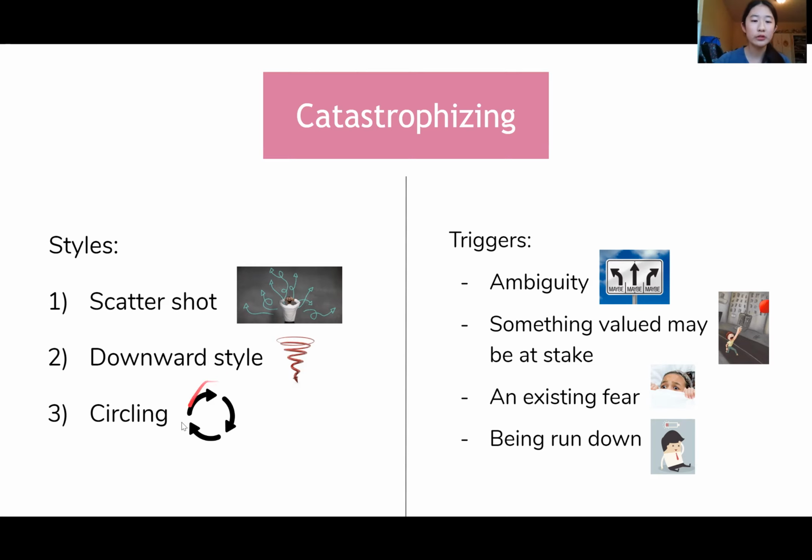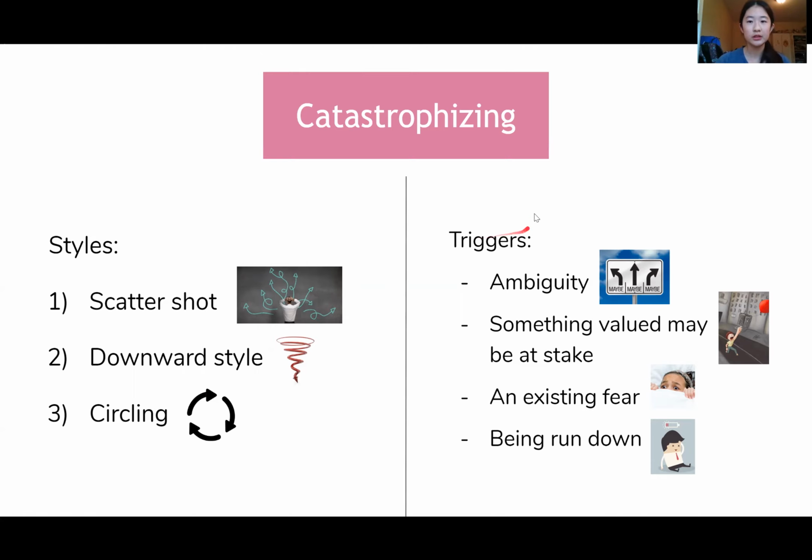And finally, circling is the third style, and that's basically just a cycle. So for example, I got a bad grade, which means my teacher doesn't think I'm a good student, which means my average is going to drop, which means that I'm going to keep getting bad grades because my teacher thinks I'm a bad student. Something like that. That wasn't super complete, but sort of a circle.